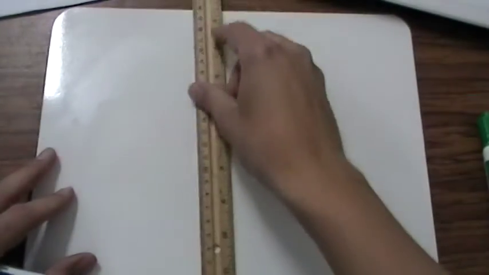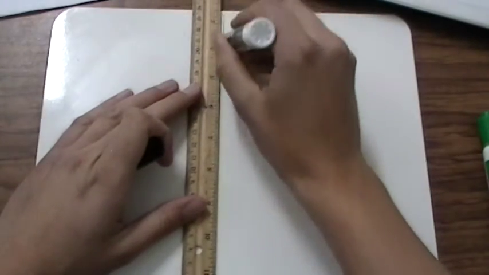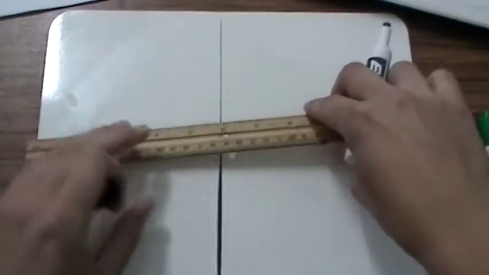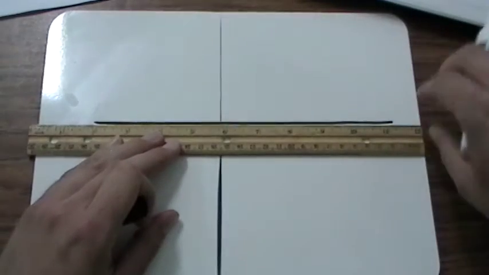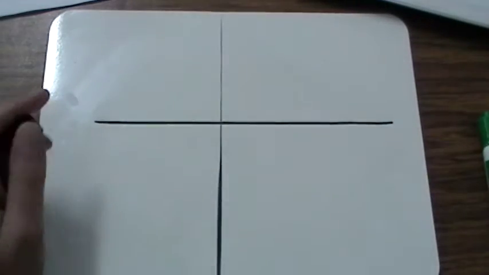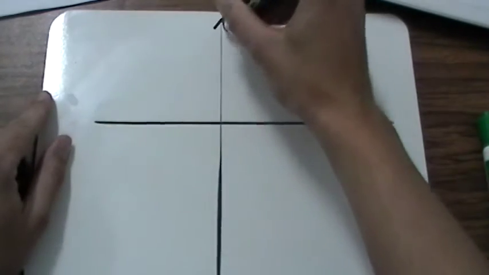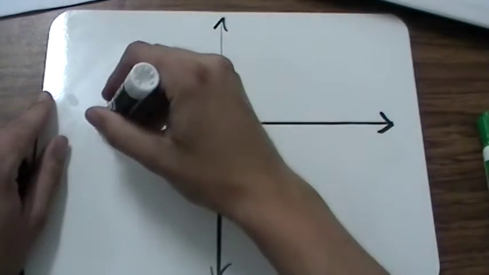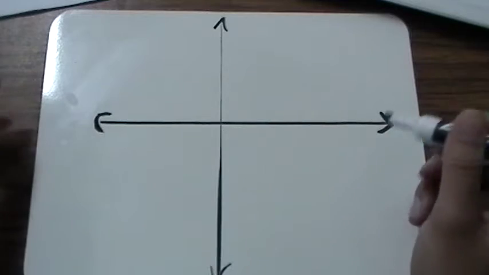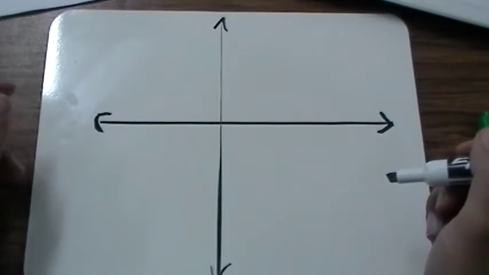Well, if I take my straight edge and I draw a line up and down, and I draw another line intersecting it side to side, and I put arrows on the end to show me that these lines are going on forever, I just made a coordinate plane.